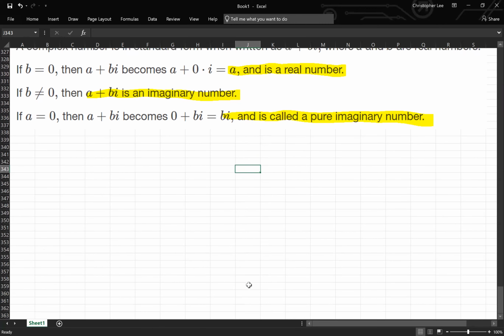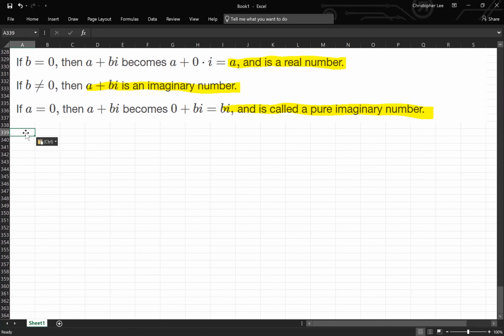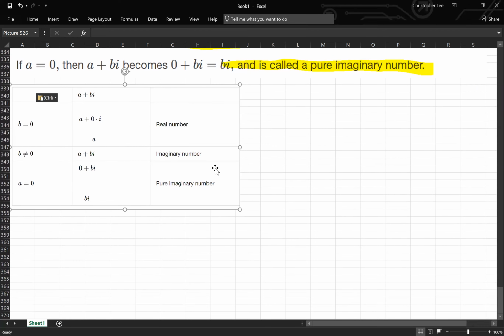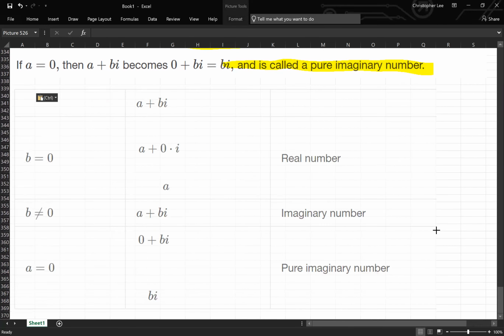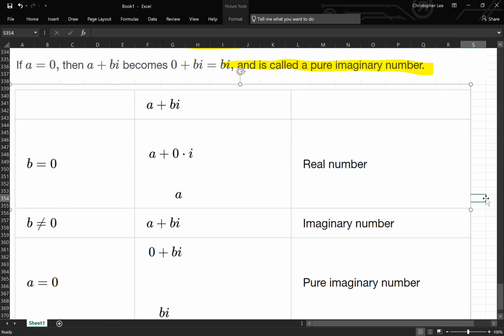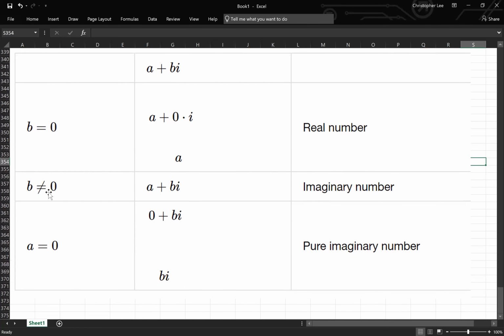All right, let's try it again. Got a whole chart for you now. Yeah, like 4 different examples. Yo, I told you this lesson was for you. So this is a plus bi right here. When b is equal to 0, a plus 0 times i is just a, and that's a real number. When b does not equal 0, then a plus bi is an imaginary number. And when a is equal to 0, 0 plus bi is just bi, and that's a pure imaginary number.